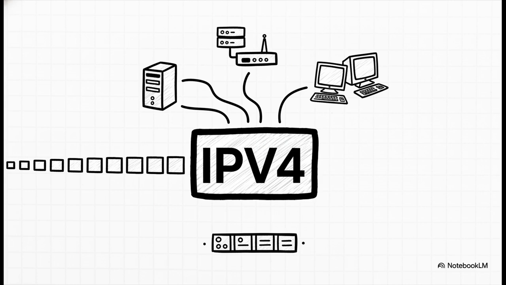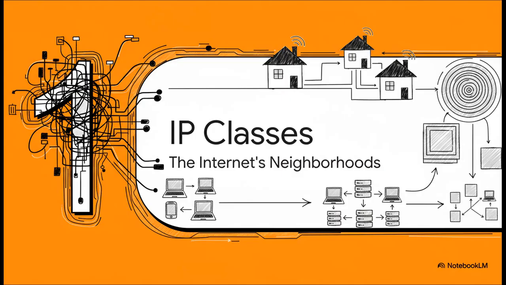Now, there are a couple of different versions out there, but for this explainer, we're going to focus on the classic, the original powerhouse, IPv4. It's the 32-bit system that pretty much the entire internet was built on. You've seen these numbers everywhere, something like 192.168.1.1.